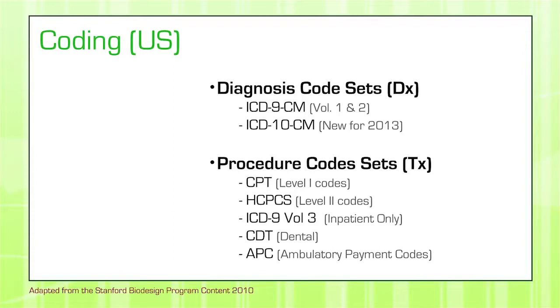Secondly, the procedure code sets are basically defined by five different types of codes: the CPT codes, the HCPCS codes, the ICD-9 Volume 3 codes, the CDT codes, which are for dental purposes, and the APC codes, or ambulatory payment codes.